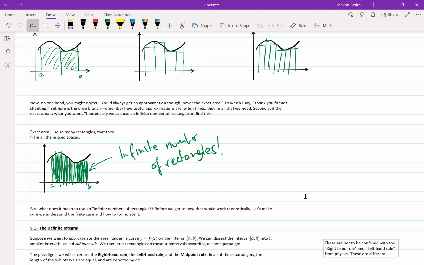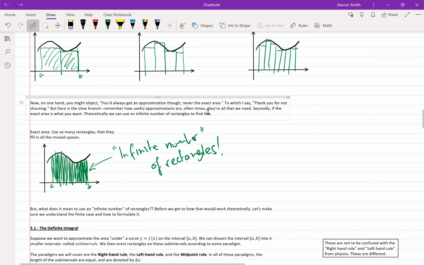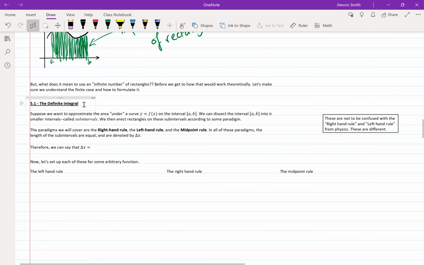Now, what does it actually mean to use an infinite number of rectangles? Of course, in reality, you might say you can't actually do that, but let's hold on. Before we worry about finding the exact area using an infinite number of rectangles, let's go back to this kind of situation here. How would we actually go about finding an approximation with a finite number of rectangles? 4, 5, 10, 1,000, right? Some finite number. How would we get to an area in that case? So that leads us into actually what we want to do here.